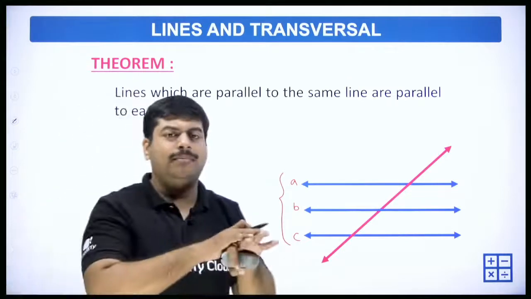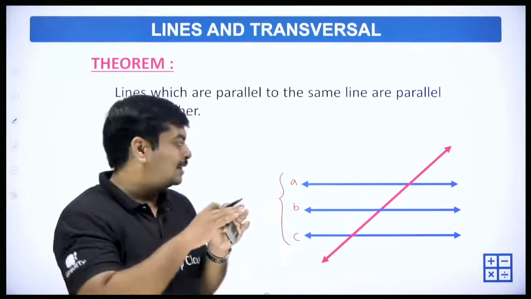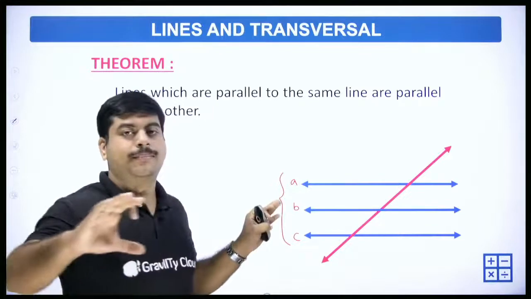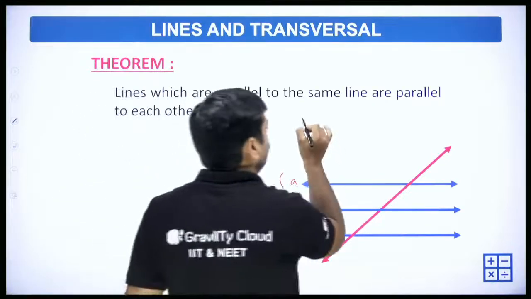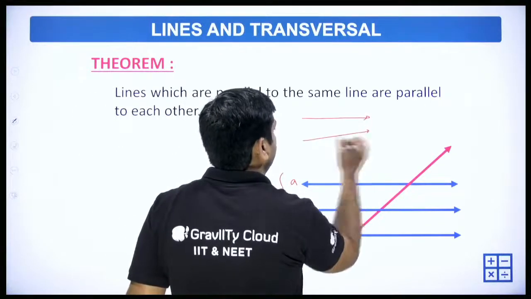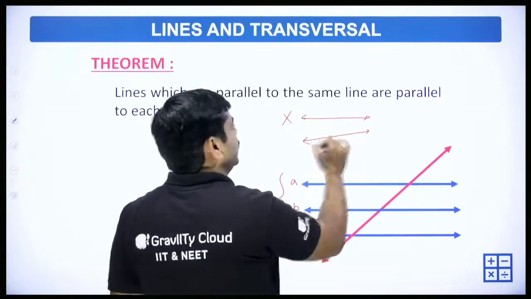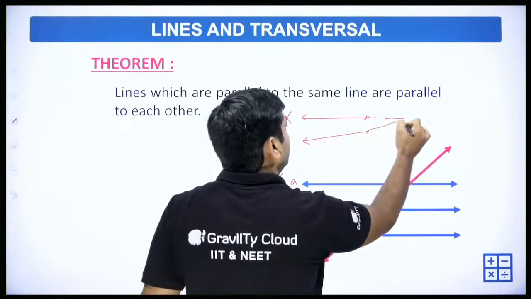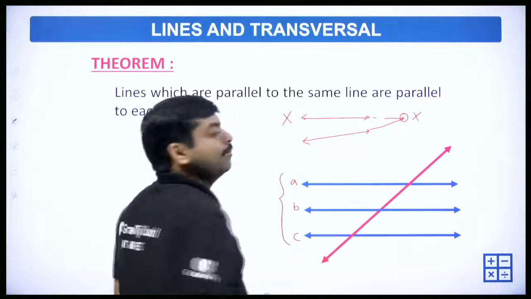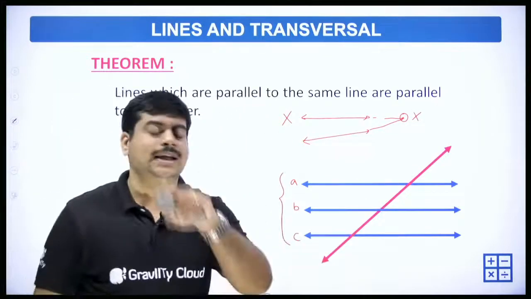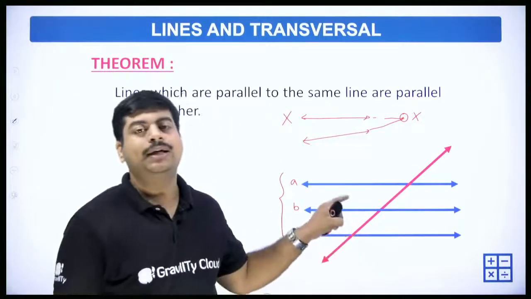Parallel means on the same orientation, same direction. Okay, it's not that this is one line and this one line. No, these two are not parallel. These two will definitely intersect at some point. The non-intersecting lines are called parallel lines.